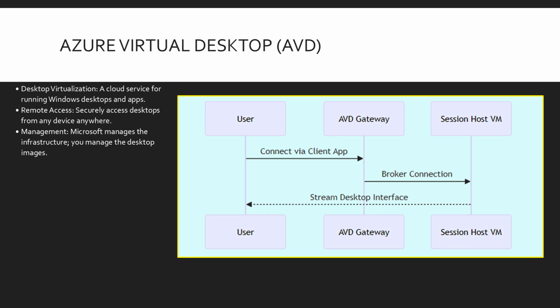This sequence diagram shows the user experience in Azure Virtual Desktop. The user connects via a client app to the AVD gateway. The gateway brokers a secure connection to a session host VM. Finally, the host streams the desktop interface back to the user, allowing them to work remotely.